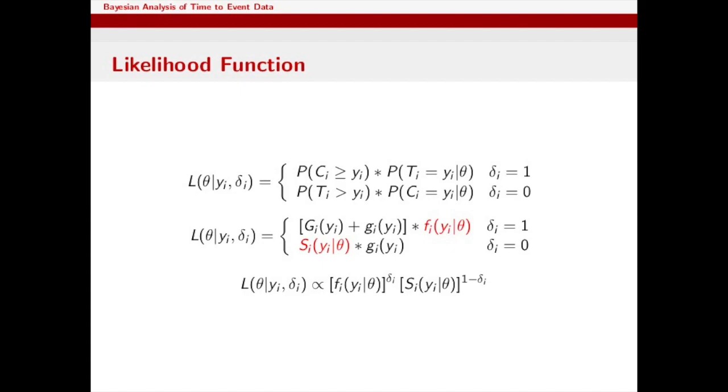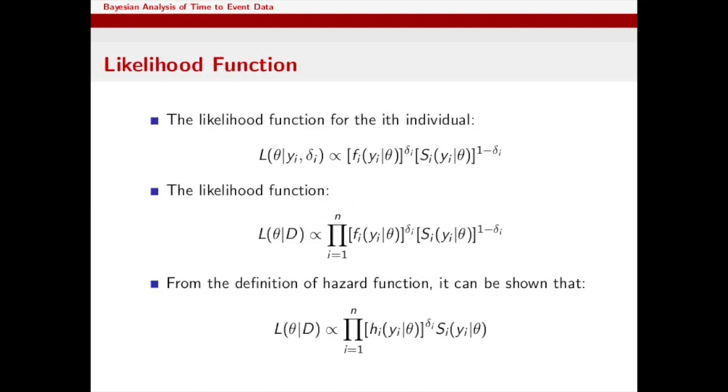Hence, we can say that the ith likelihood function is proportional to the PDF when the data is uncensored and is proportional to the survival function when the data is censored. Now, for the general likelihood function, we just simply multiply the n individuals together. If we do a little bit of modification, we can also see that the likelihood function is proportional to the product of the hazard rate functions and survival functions.